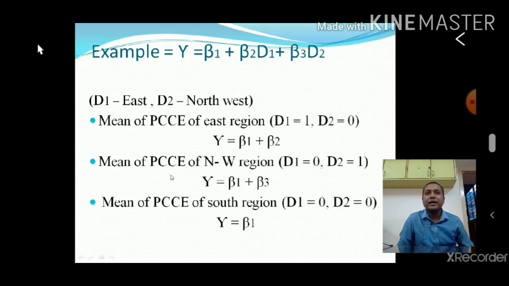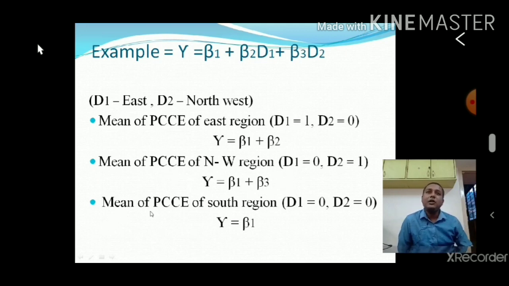Next is the mean per capita consumption expenditure of northwest region. Now we are focusing on northwest region. D2 is northwest region. The presence of northwest region is 1. When there is no presence of northwest region, it is 0. So let us apply those values. Beta 1 plus beta 2, D1 is actually east, so there is no east here, so D1 will become 0. So beta 2 into 0 becomes 0. Plus beta 3, when the presence of northwest, D2 value is 1, so beta 3 into 1, so beta 3. So y is equal to beta 1 plus beta 3. So this became the per capita consumption expenditure of northwest region.